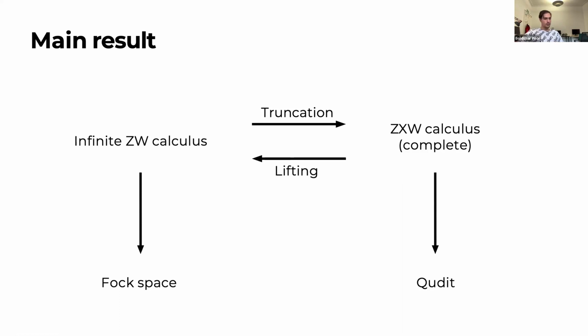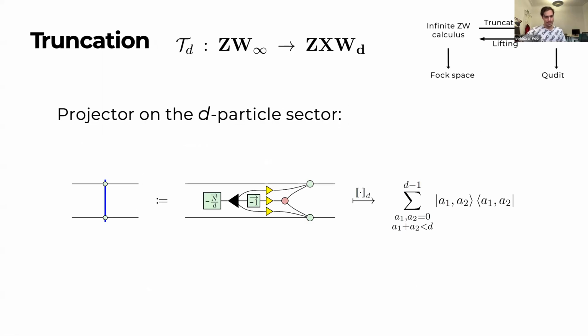So first, what I'm going to explain from this diagram in a bit more detail is the truncation. What is this? The truncation is this tau d, which maps from ZW infinity to ZXW d. And one thing that's important for us to express this truncation is this projector on the d particle sector. So what does this do?